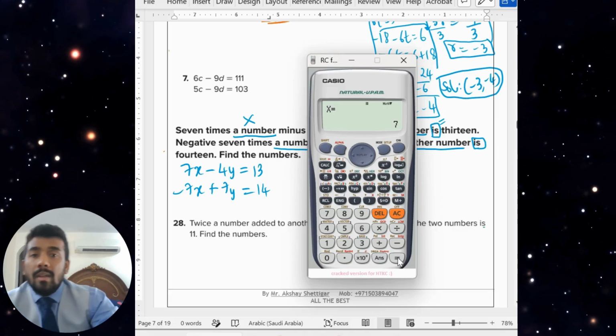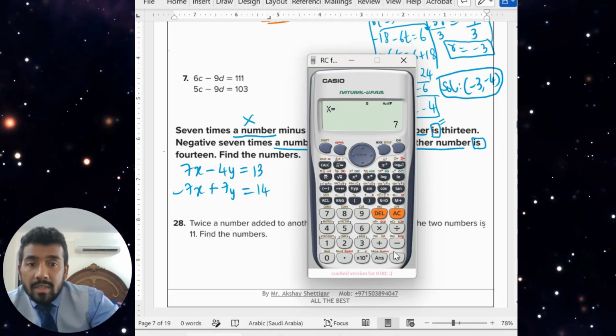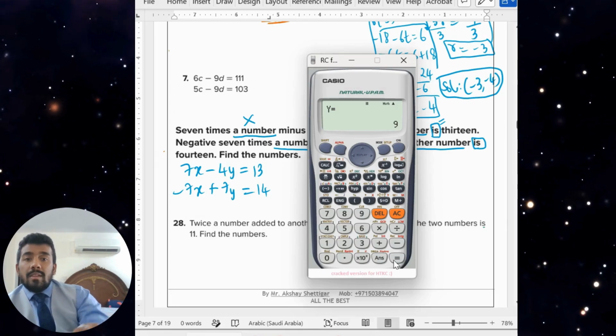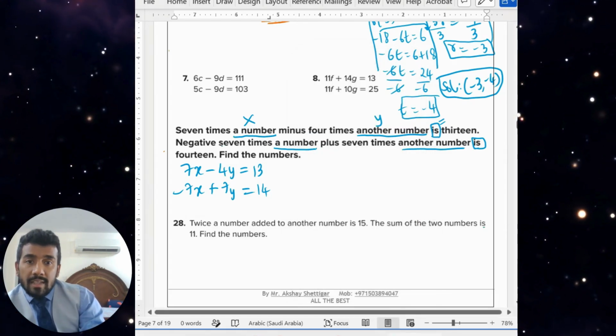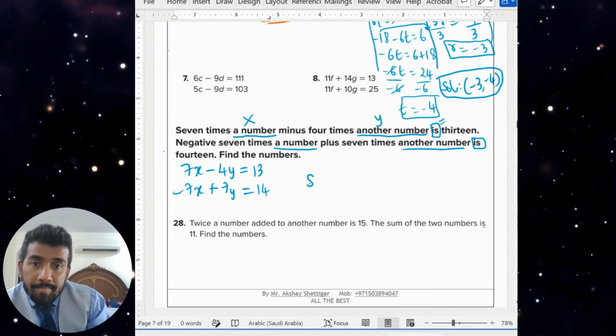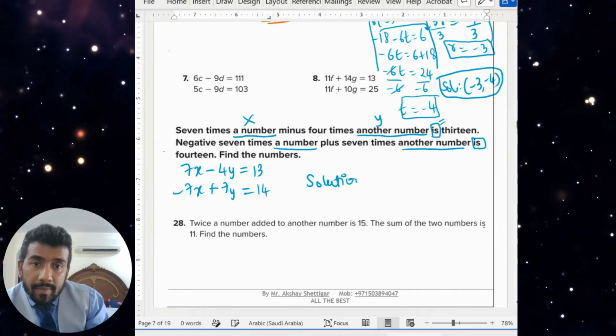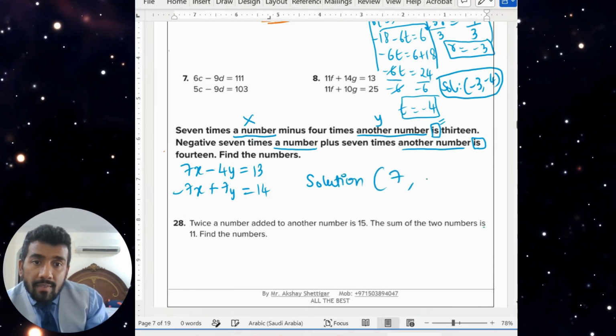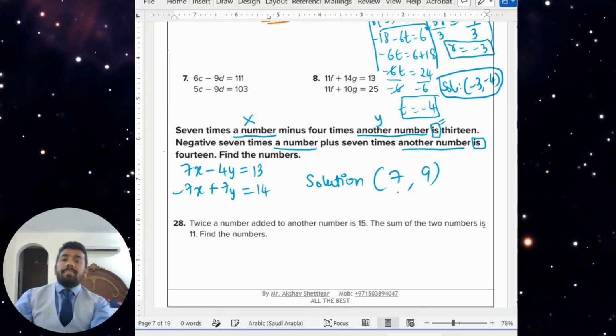Click equal. What's the answer? 7. And what's the other number? 9. So you get 7 and 9. So what's the solution? 7 and 9. So the first number is 7 and the second number is 9.